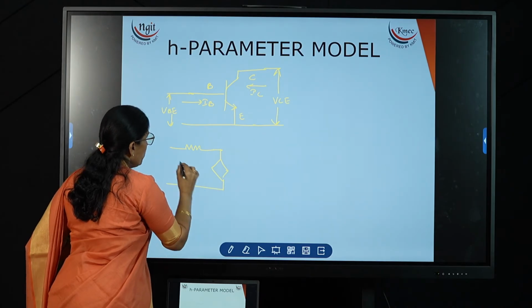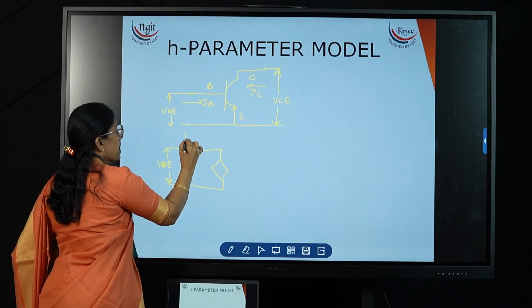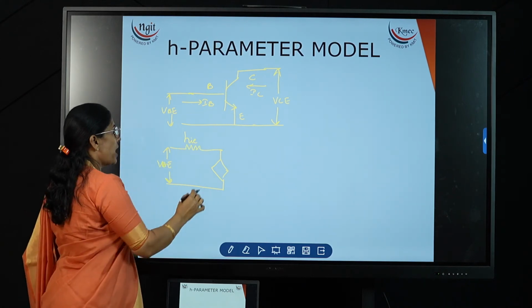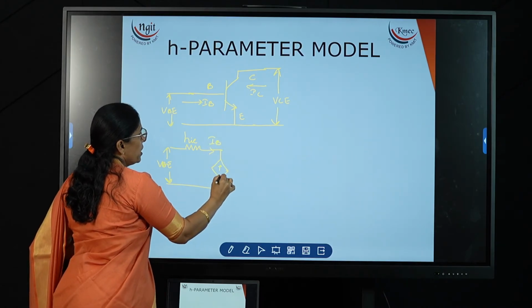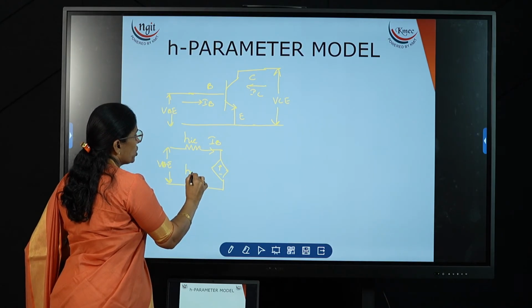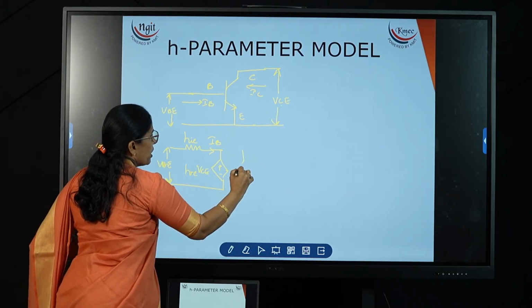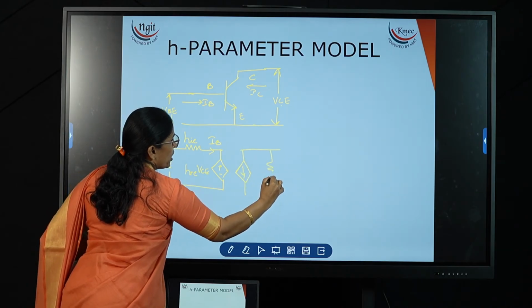Now this is the diagram. Input voltage is VBE. Here this is HIE. Because this is a common emitter, the second suffix we denote as E. And what is the input current here? IB is the input current. And this is a dependent voltage source, HRE. What is the output voltage? VCE. Similarly, at the output node we have to draw the admittance.